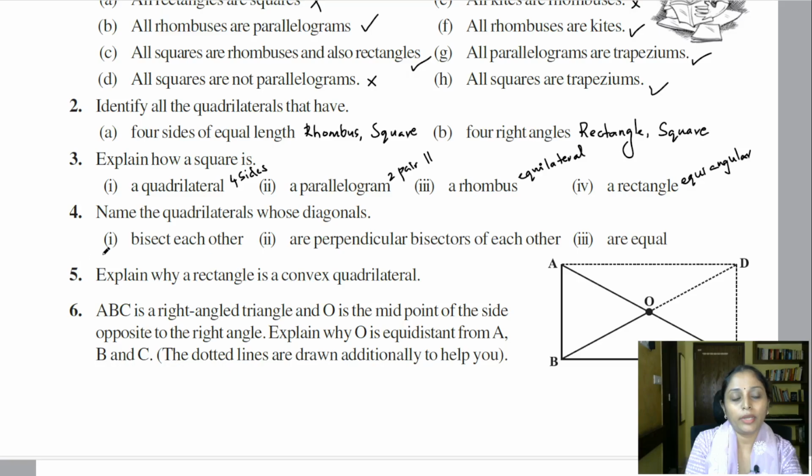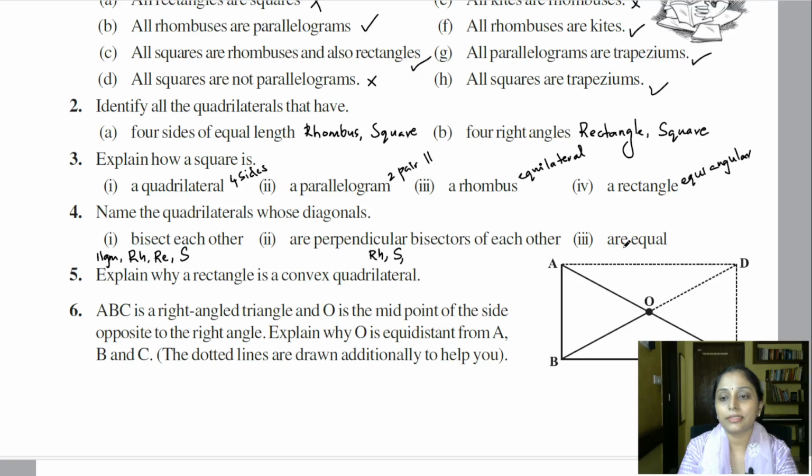So here I am going to write parallelogram, rhombus, rectangle and square. Next, name the quadrilaterals whose diagonals are perpendicular bisectors of each other. Now, if they had said only perpendicular, even kite would come into the picture. But perpendicular bisectors is true only for rhombus and square, right? Because even for rectangle, the diagonals are not perpendicular to each other. They just bisect each other. So here the answer is going to be rhombus and then square.